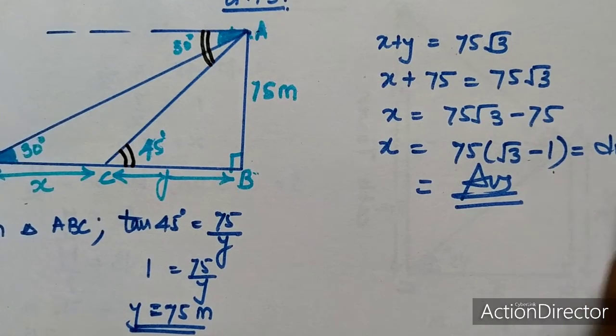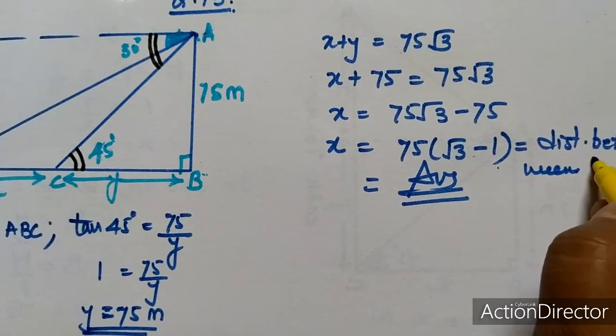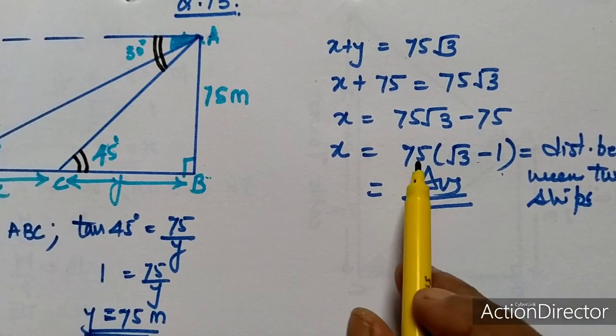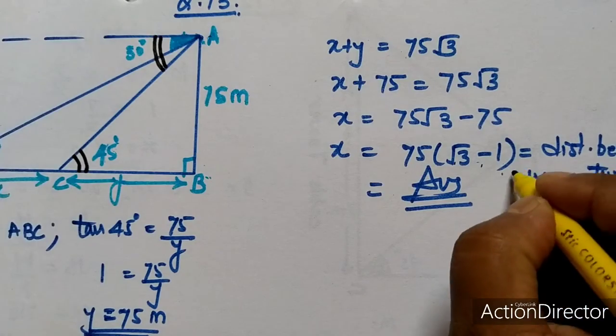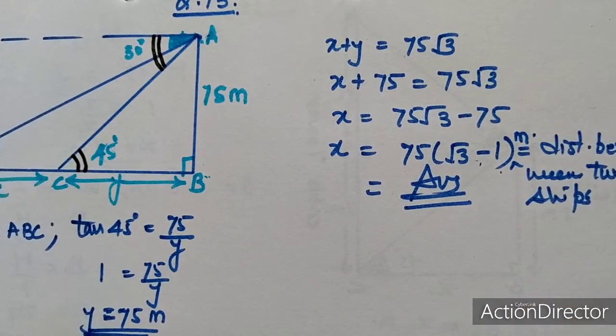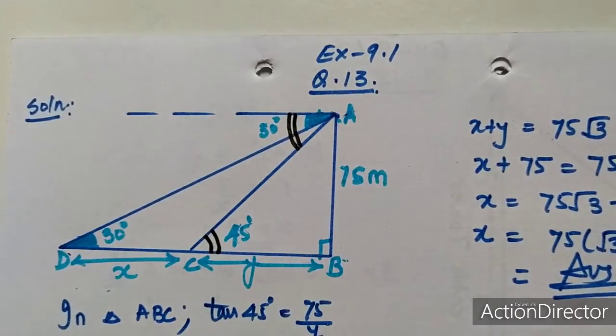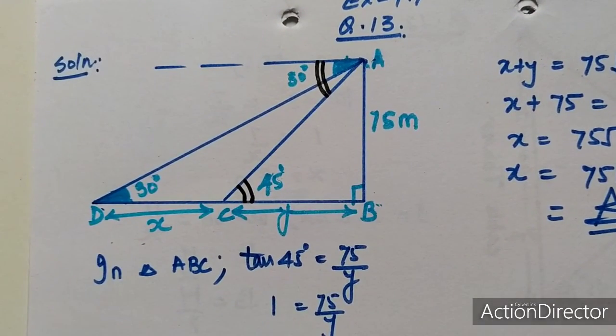Distance between two ships is equals to 75 (root 3 minus 1) and it is in meter. So this is the solution of question number 13 of exercise 9.1. Hope it is clear to all of you.